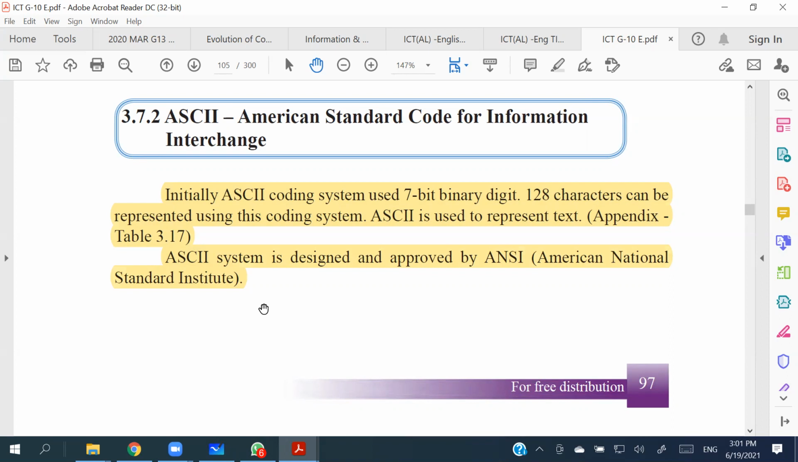Because there can be some MCQs in your papers, right? So it's better you remember. So write down the heading, within brackets write 7-bit representation, then this particular thing.